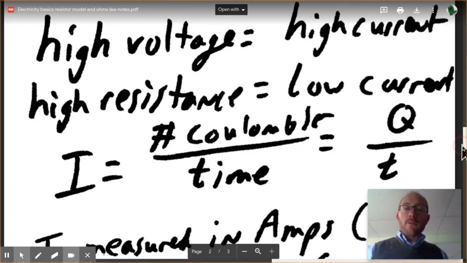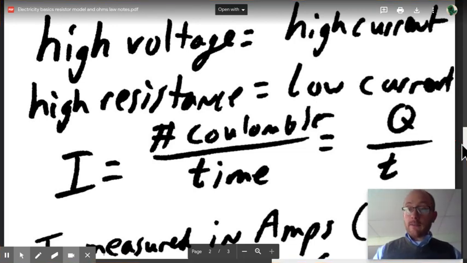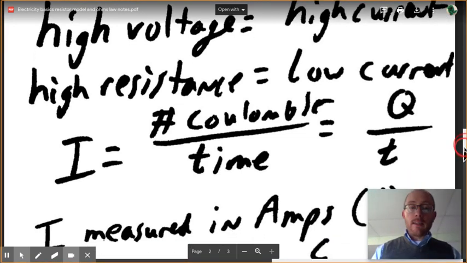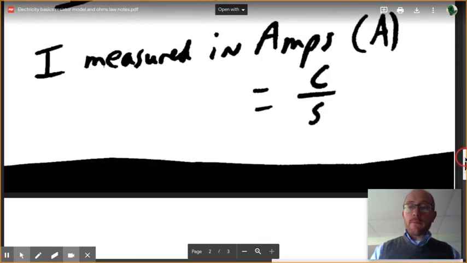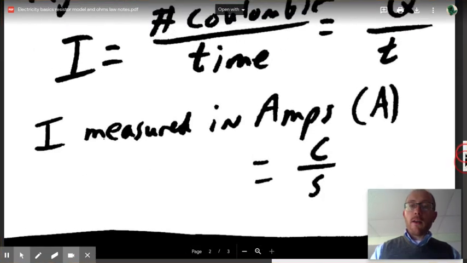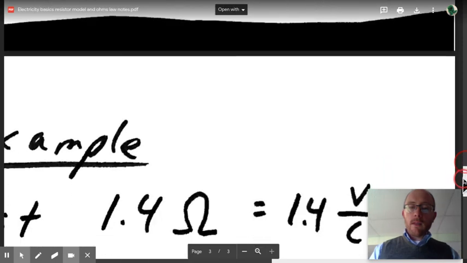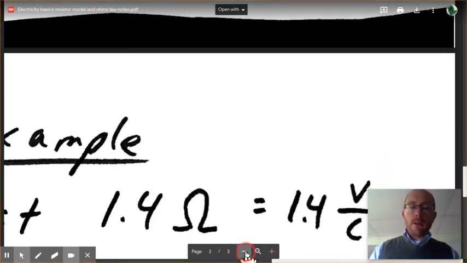I is the number of coulombs per second. So Q divided by t. I is measured in amps. Amps are coulombs per second. Here's an example of what this looks like.